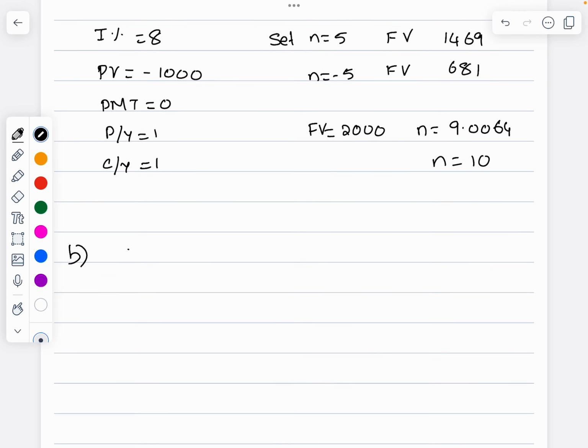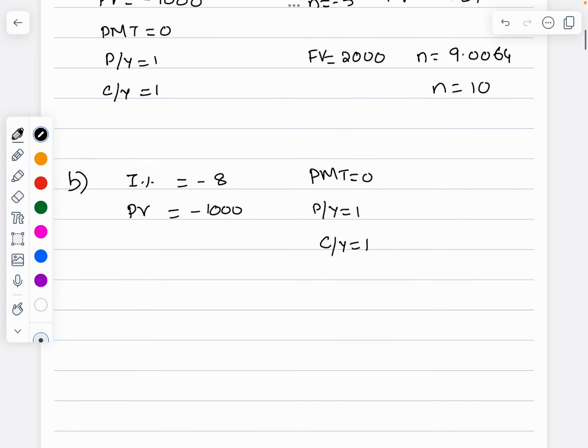But for part B, I should be equal to minus 8% because it is decreasing. So minus 8. Principal value will be minus 1000. Then set PMT to 0, P upon Y equal to 1, C upon Y equal to 1. Now set n equals 5. You will be getting the final value as 659. Then n equals negative 5, final value as 1517. And final value as 500, then you will be getting the n value as 8.31, which is n equals 9.